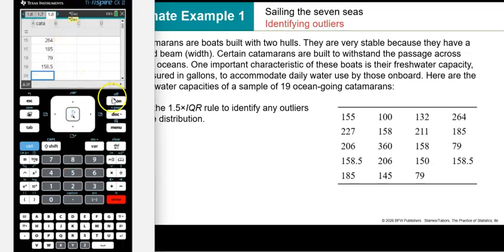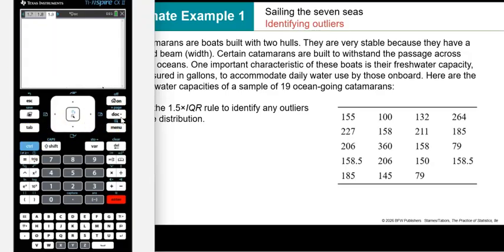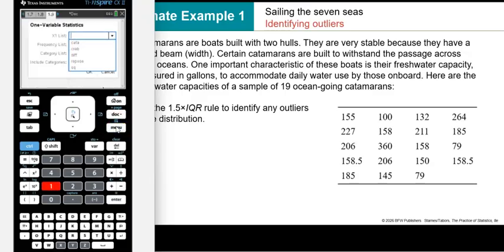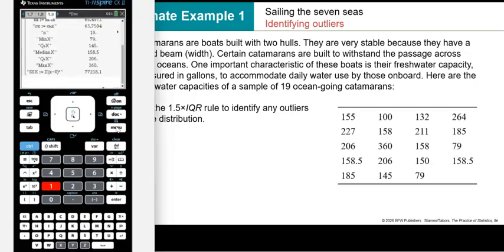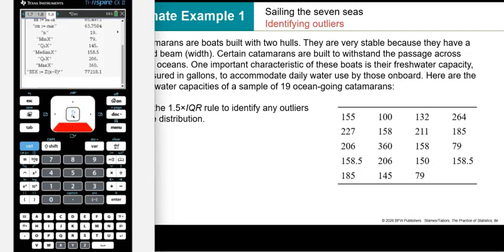Okay, so we want to do one variable stats. So we go to add a calculator page, control doc, menu 6 1 1, choose cata, do my stuff. It gives you the mean, the standard deviation, the median, but we need Q3 minus Q1. So 206 minus Q1, which is 145. So we know the IQR is 61.